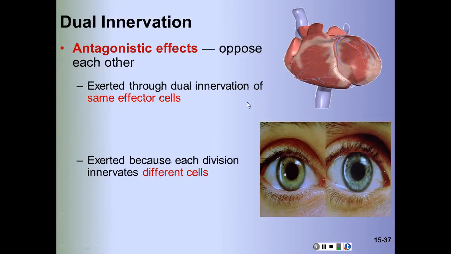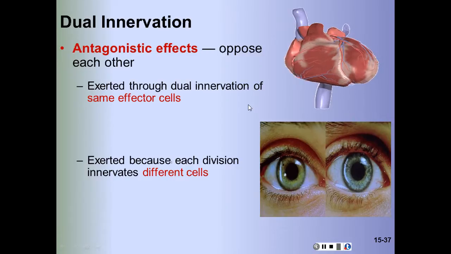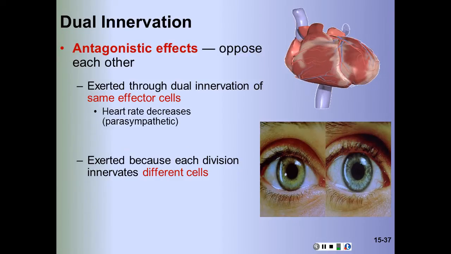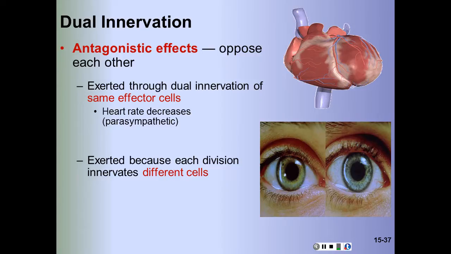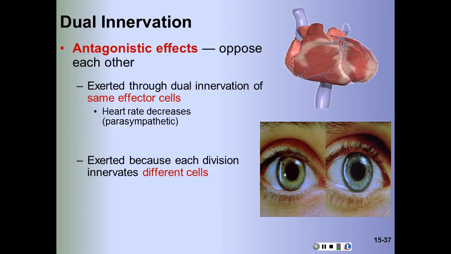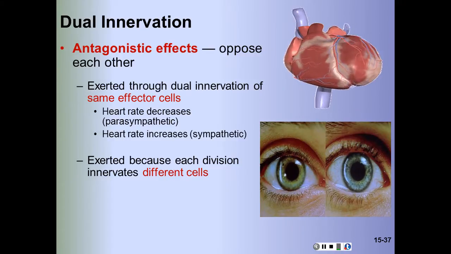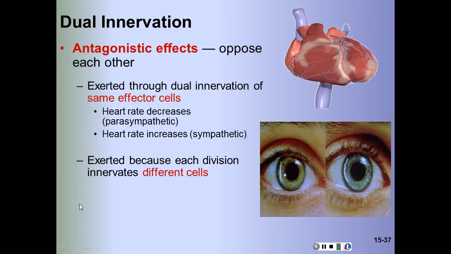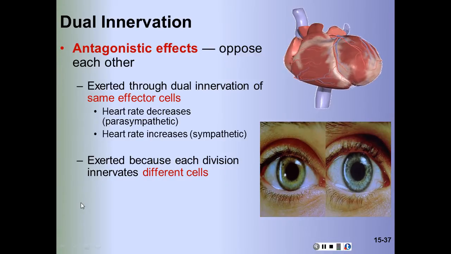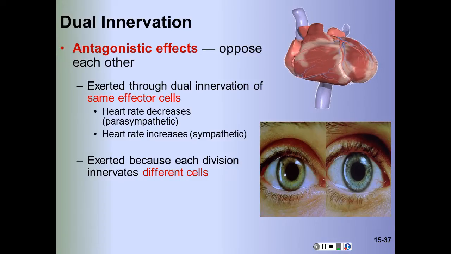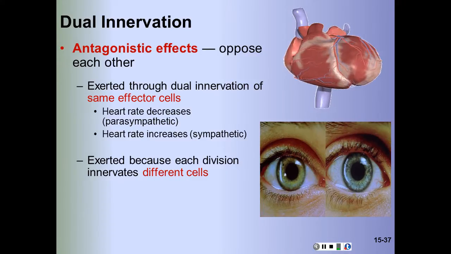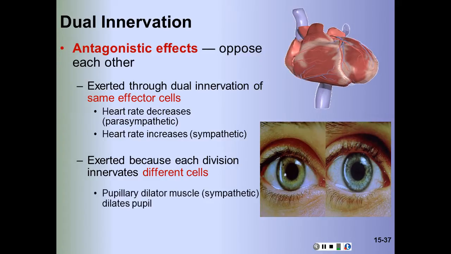Alright, so let's look at the antagonistic effects again. We said they oppose each other, correct? So when they oppose each other, they're going to exert dual innervation of the same effector cells. So what was the example I gave? Heart rate will decrease with the parasympathetic division, but then with the sympathetic division, what's going to happen with the heart rate? It will increase. Now in other cases, each division is going to innervate different cells, having an opposite effect.